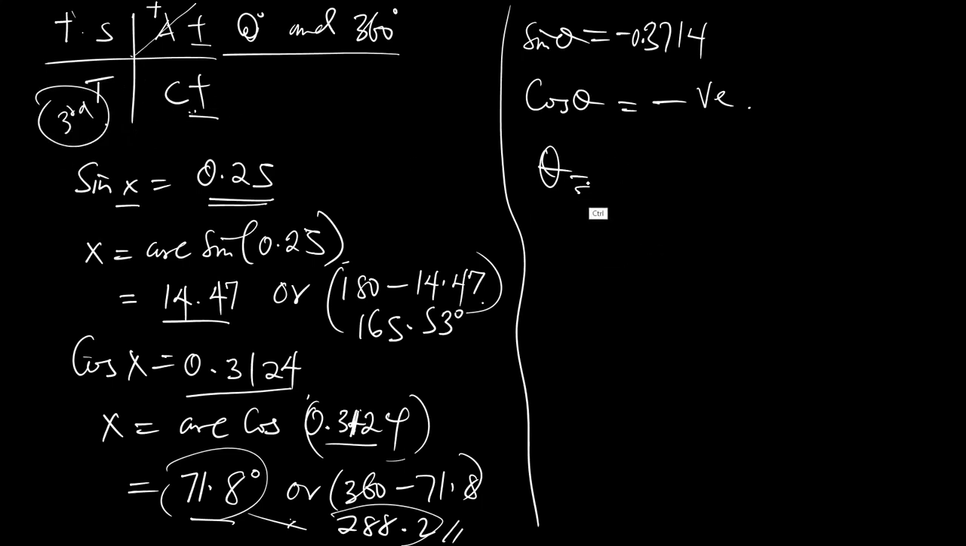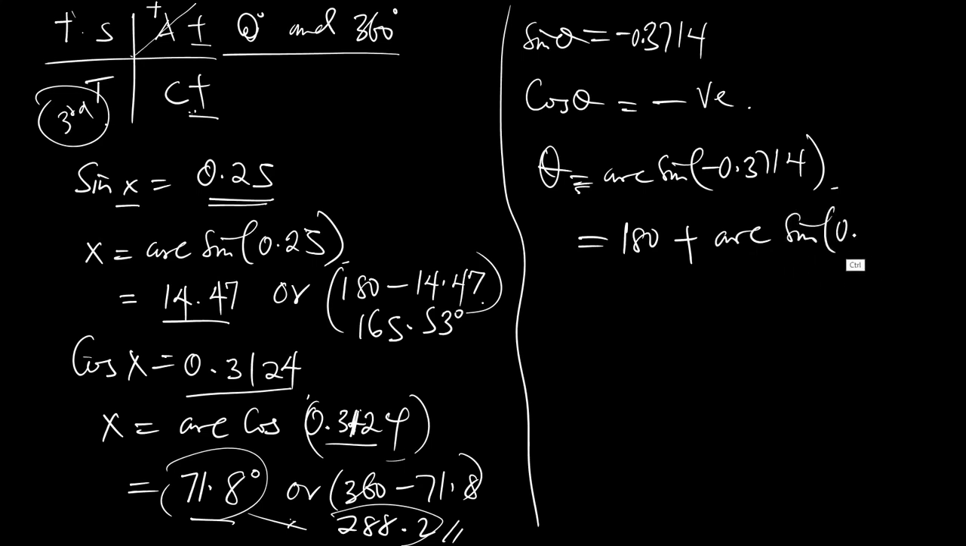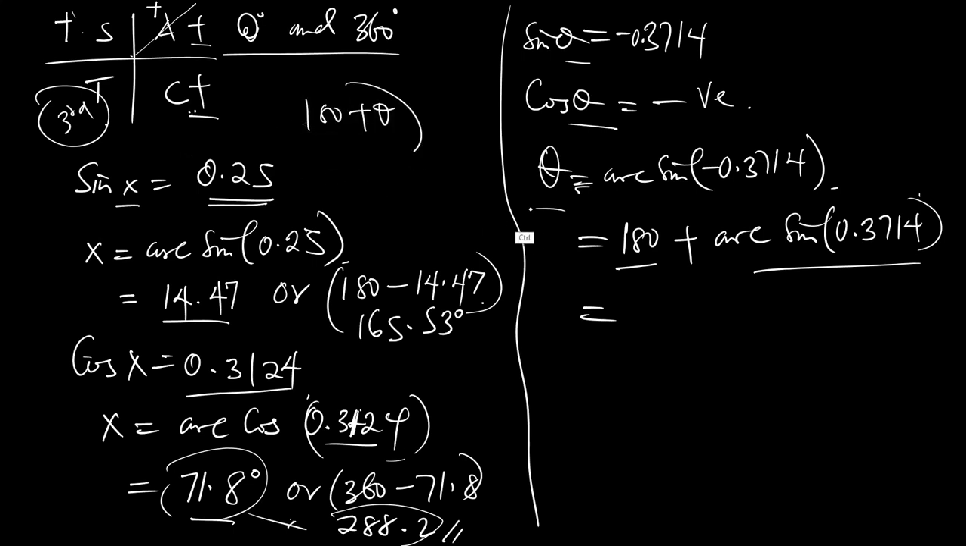So that means theta will be arc sine of minus 0.3714. The way I will write it is 180 plus arc sine 0.3714. So this angle plus this will give me the angle where sine is negative and cosine is negative, which is in the third quadrant. In the third quadrant, you have 180 plus theta. So we'll look for theta and add 180 to it.